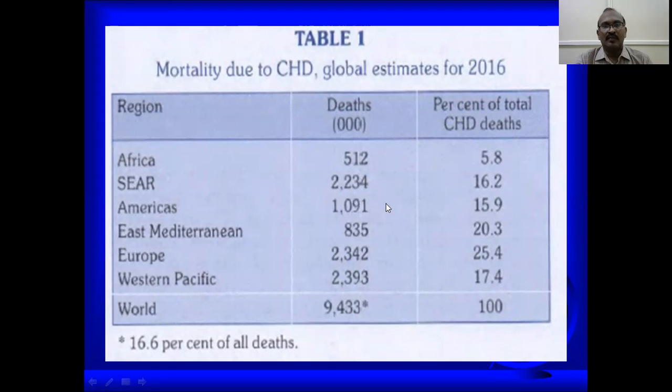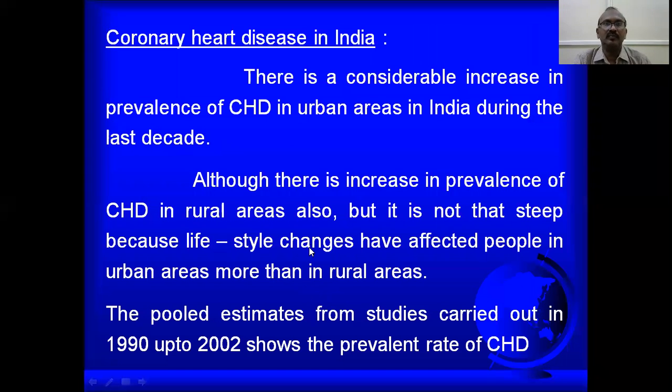So even the Southeast Asian region, which includes India and other neighboring countries in Southeast Asia, also has an increased number of deaths due to CHD. And this is primarily due to CHD, and the estimate for the year 2016. Coronary heart disease in India.